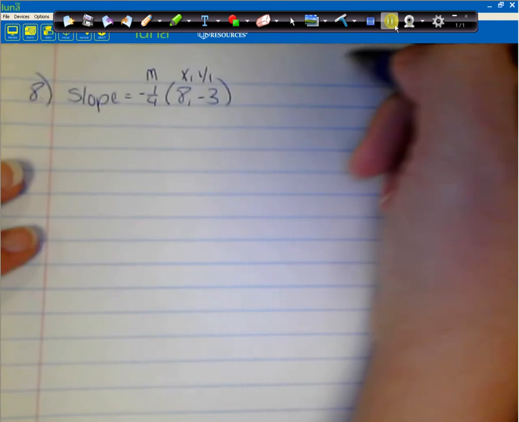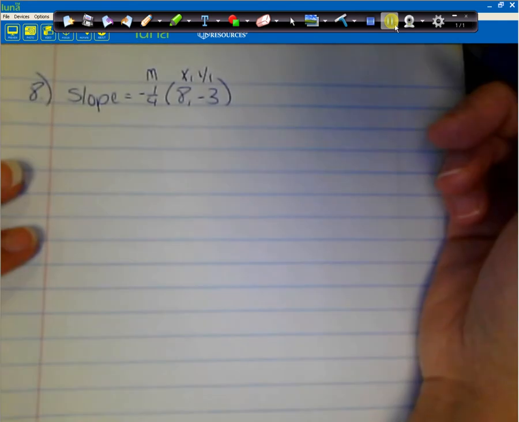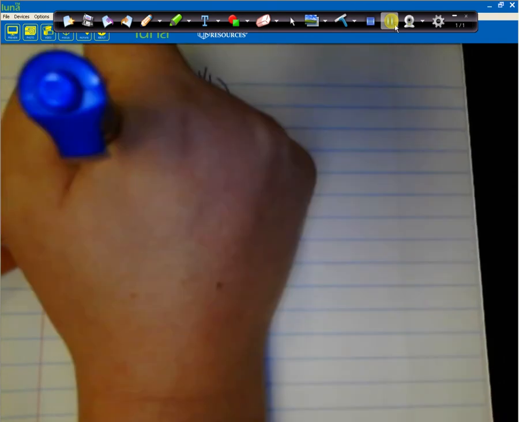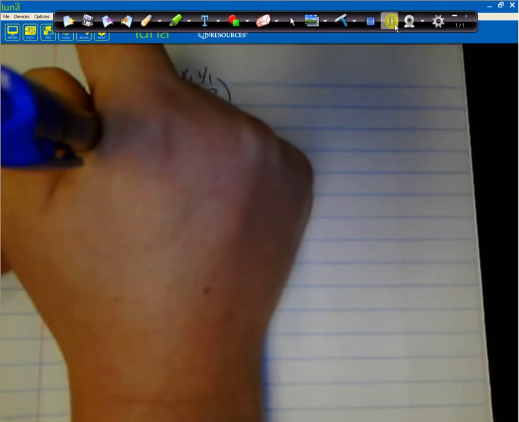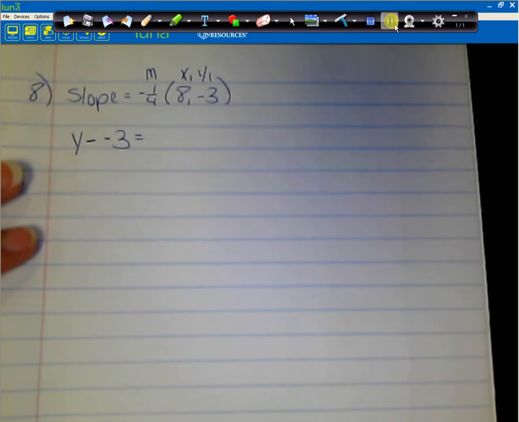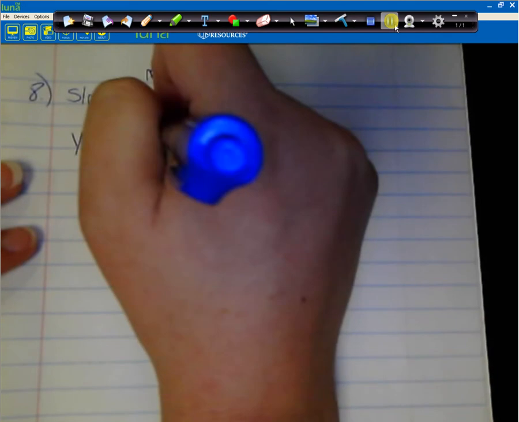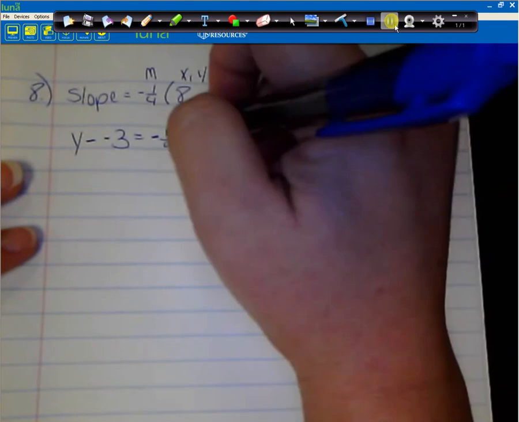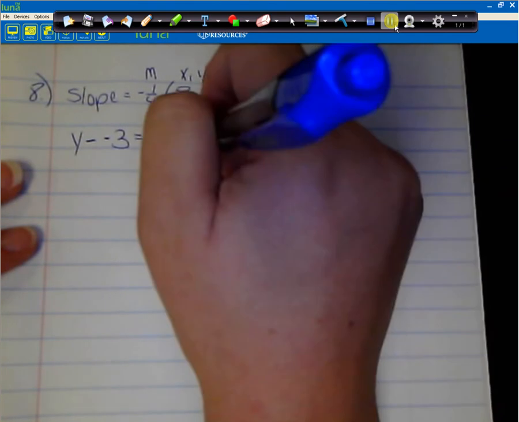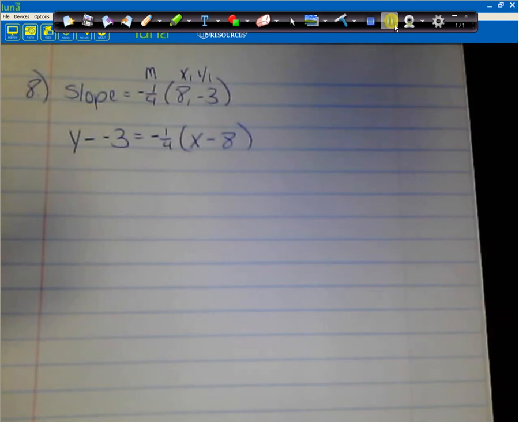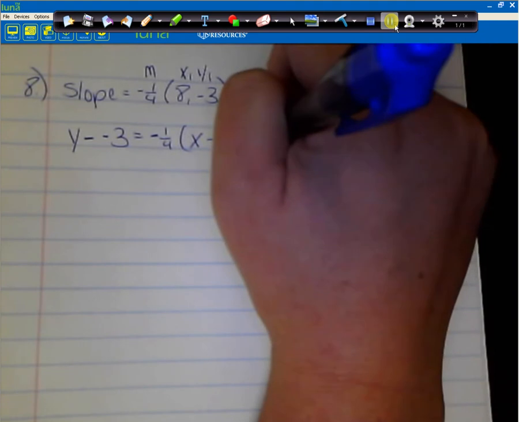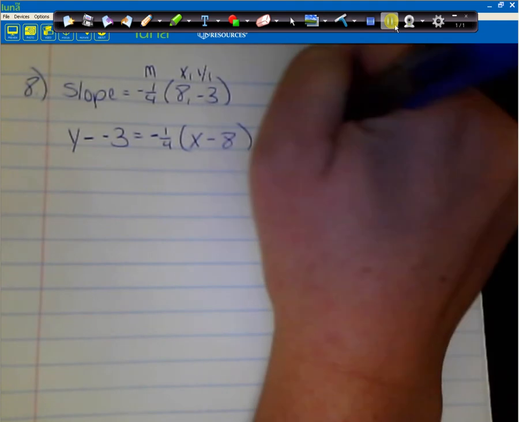So now I'm going to start plugging them into point slope. Y minus y1, here's -3, equals -1/4, parentheses, x minus 8. So that is my point slope form, or again PSF for short.